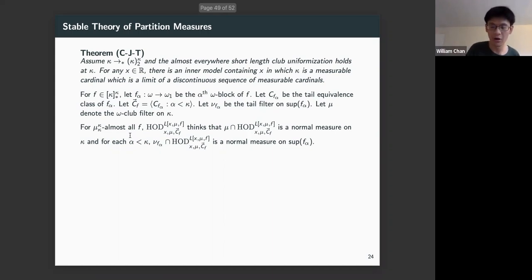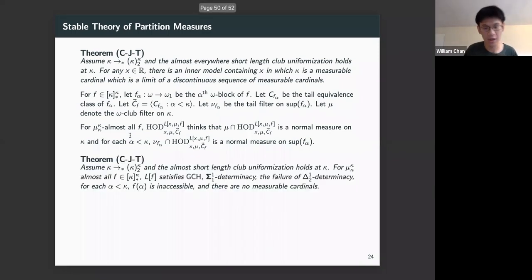These types of results are, I guess, what we call the investigation of the stable theory of f, for almost all f in some partition measure. So let me just end with some results along these lines that you prove using club uniformization. Assume kappa is a strong partition cardinal satisfying the club uniformization principle.